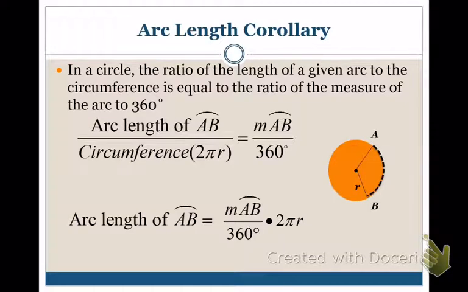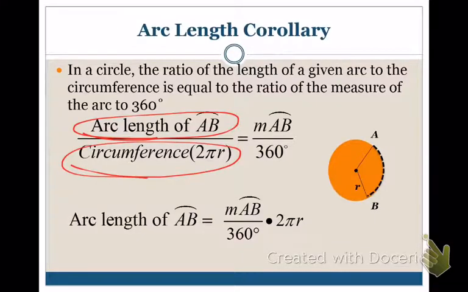If we take the arc length, it's going to be compared to the actual length of the circle around, which is circumference. That's going to be equal to the ratio of the measure of the arc compared to the measure of the entire circle, which is 360. So it's piece over whole circle, piece over whole circle. The difference is the left side talks about the length or distance, whereas the right side talks about measure, which is different.